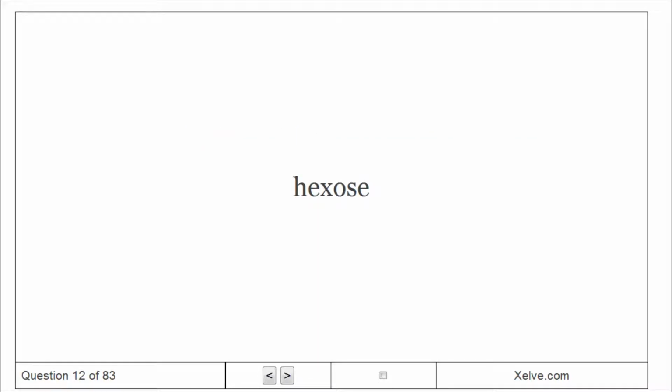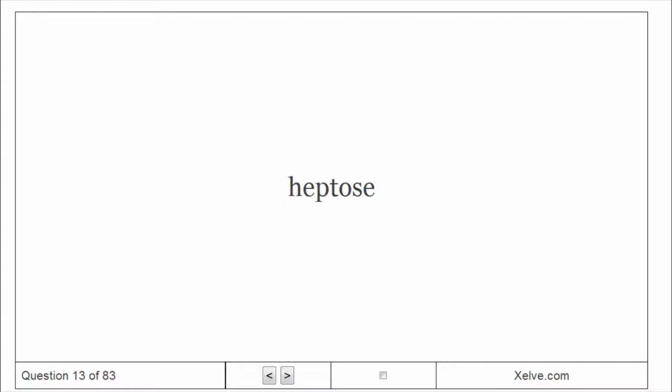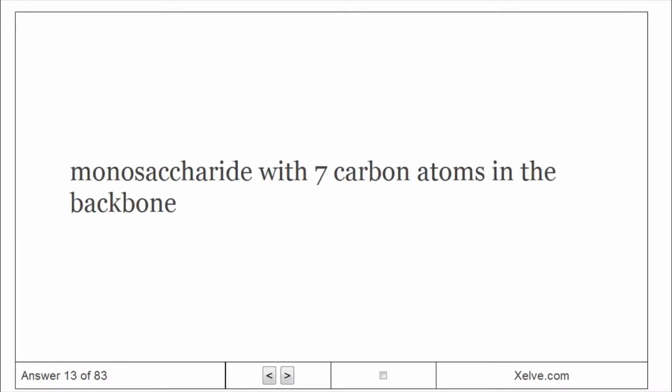Hexose. A monosaccharide with 6 carbon atoms in the backbone. These are the most commonly found monosaccharides in nature. Examples are the aldohexose glucose and the ketohexose fructose. Heptose. A monosaccharide with 7 carbon atoms in the backbone.